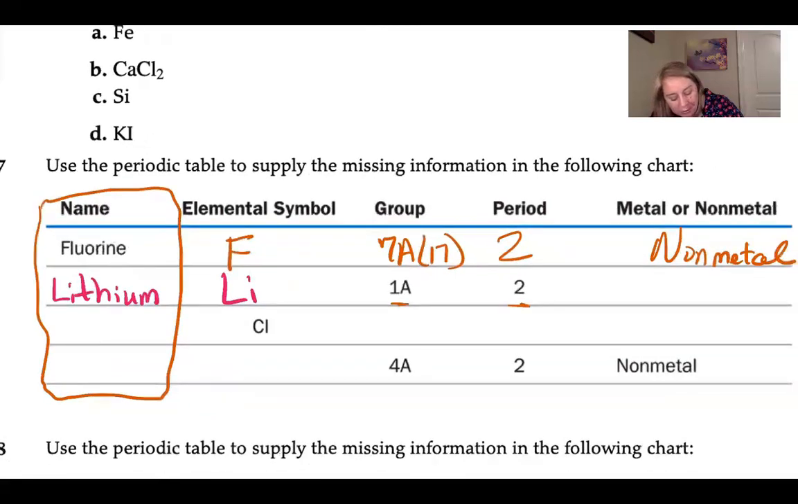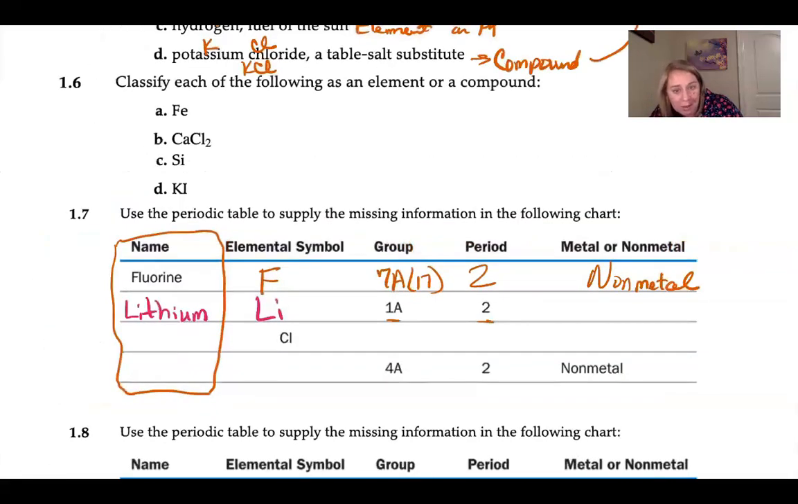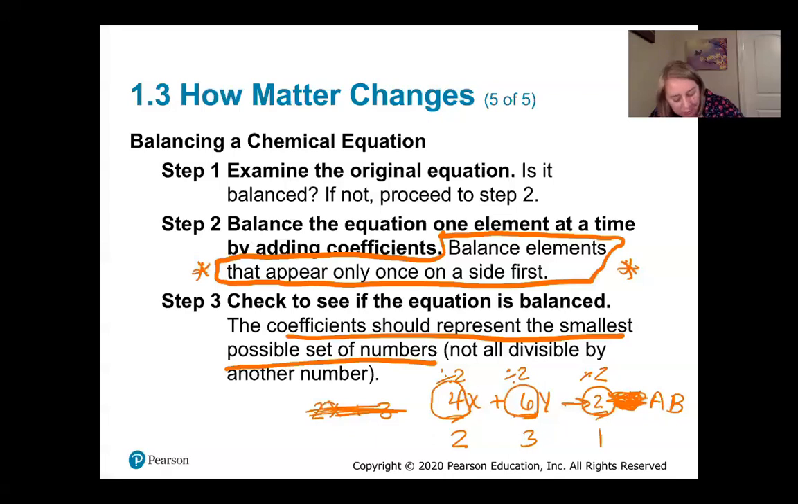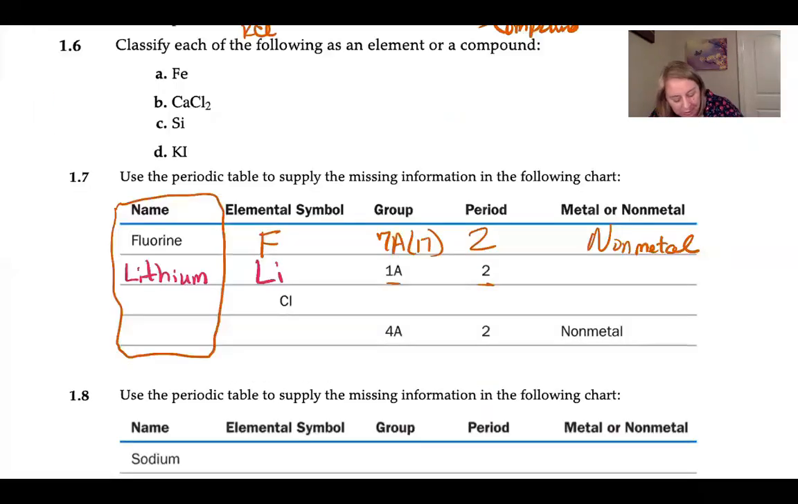And then the question is, is it a metal or is it a non-metal? So if we come up here, all of these things that are in blue, all of that stuff is a metal. So this is a metal. There we go.